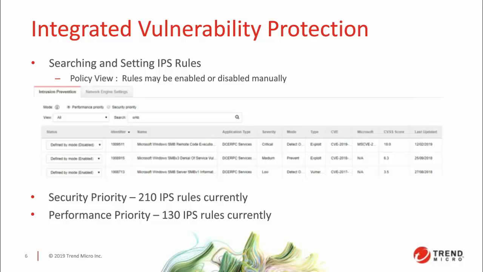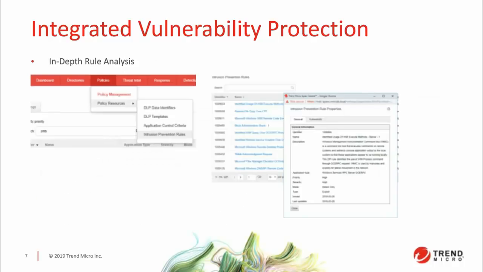So if you want to look at the rules and what their actual exploit is, as well as a good description, links to the exploit itself, you just go to your policies, policy resources, and your intrusion prevention rules, and that's the listing of it. So when you're looking it up here, you can find out exactly what the vulnerability is, how high it is, maybe the common vulnerability security score on it, the CVSS, and assess what the vulnerability protection is protecting you against.